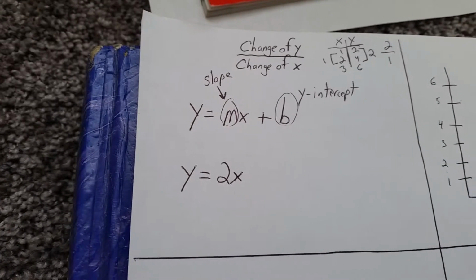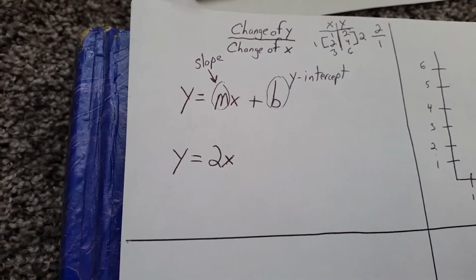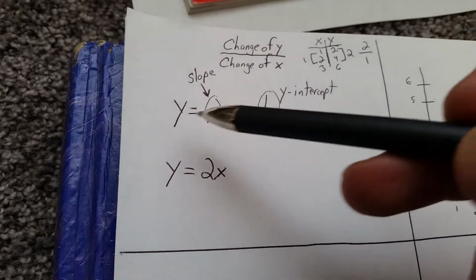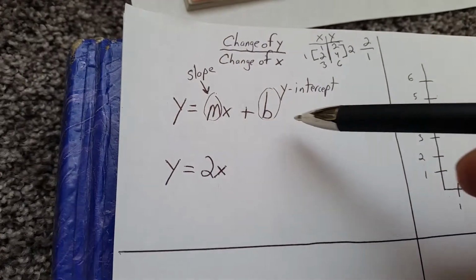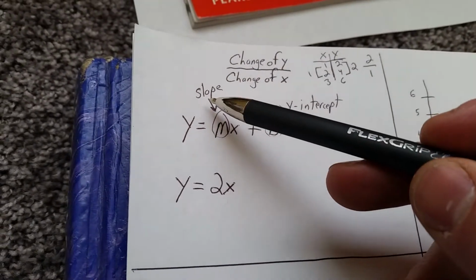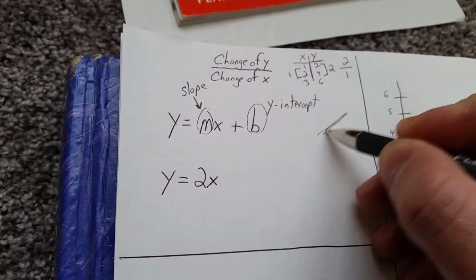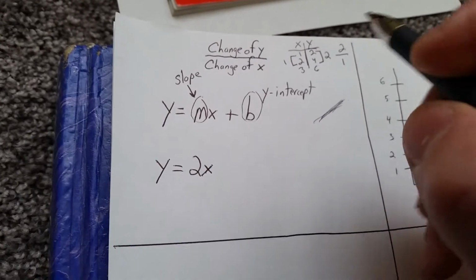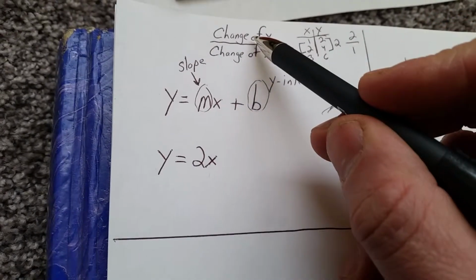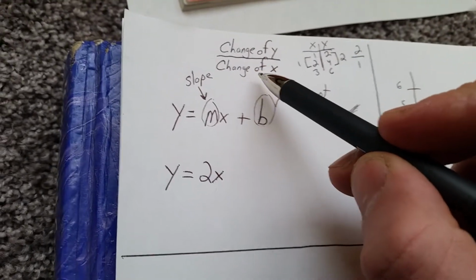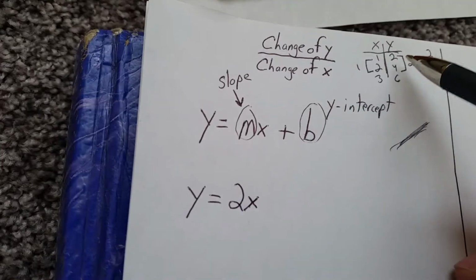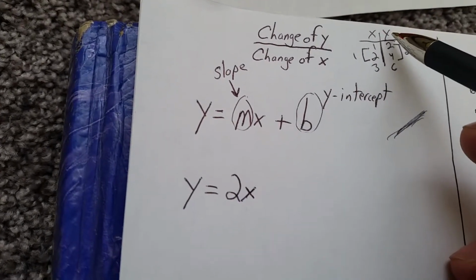All right, we have a request for how to graph an equation. One thing you need to know is that the formula for an equation is y equals mx plus b. Our m is our slope, or how steep something is. One way we measure slope is by a rate of change, and that's the change of y over change of x. So if we look at our table, we have x values and y values.